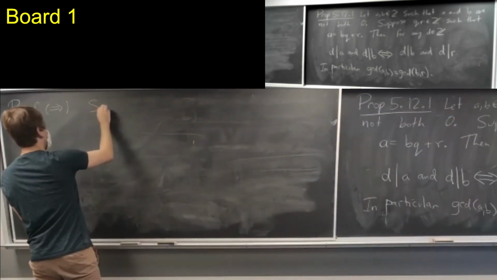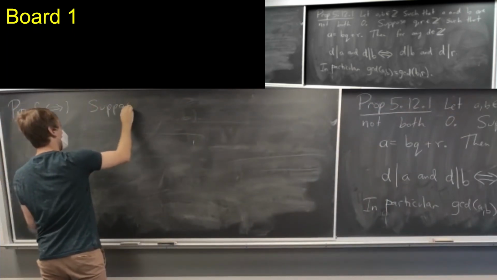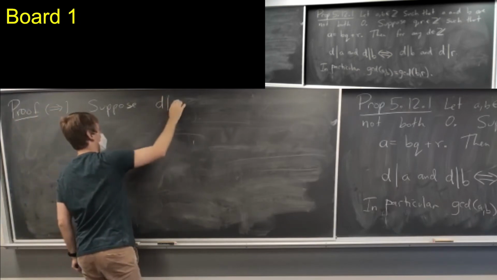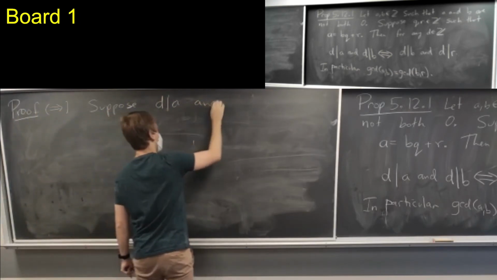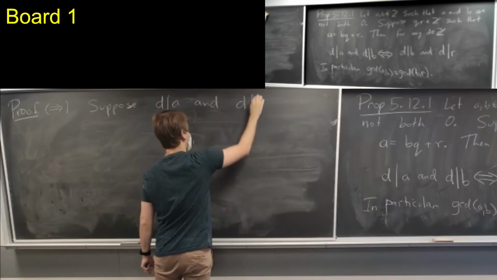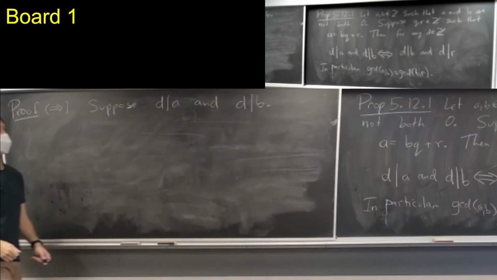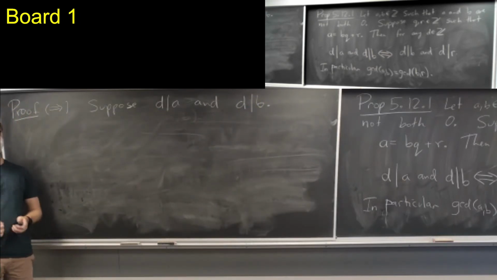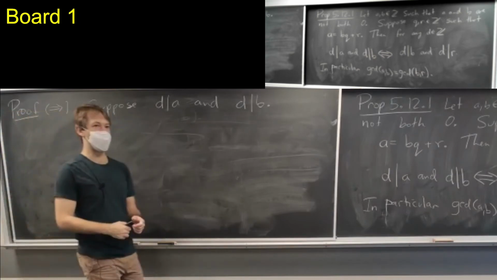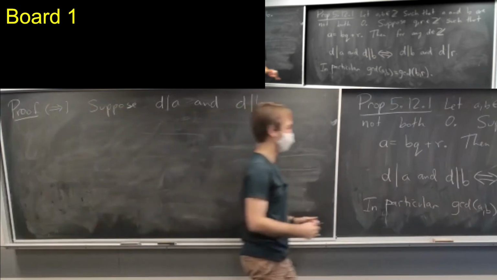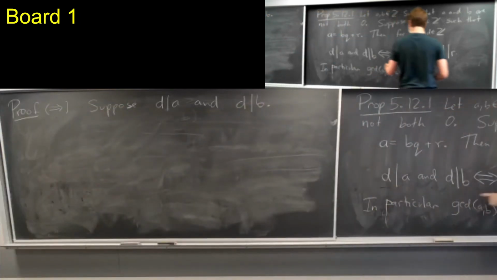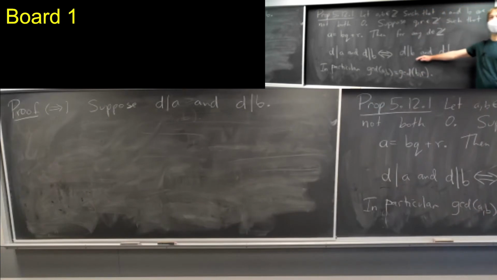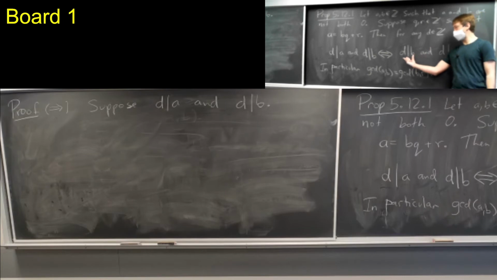So suppose that D divides A and D divides B. This is what I'm assuming. And what do we want to prove? I assume that this side is true, and I want to prove that this side is true, right? So my whole goal right now is to prove that D divides B and D divides R.